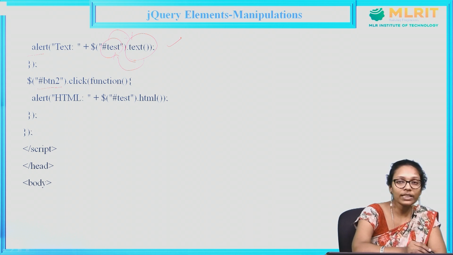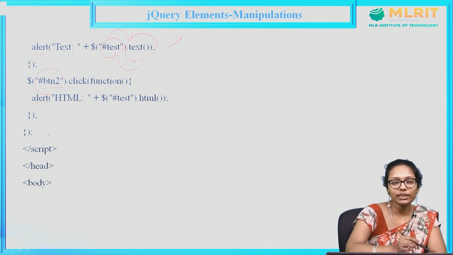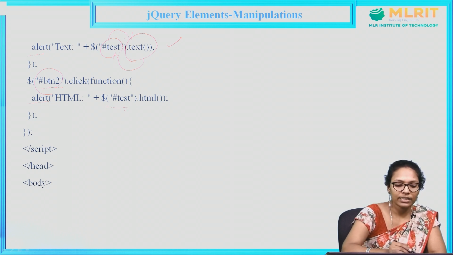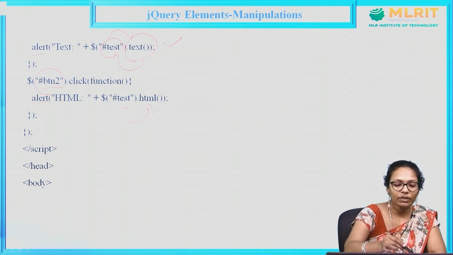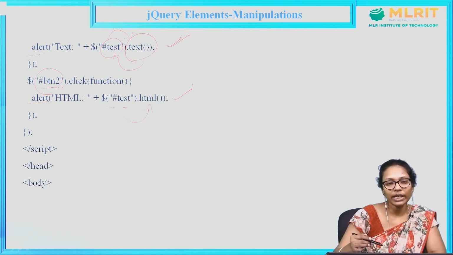I'm writing one more thing here. Whenever you click on the second button with the ID btn2, an alert message will be generated. What is this alert doing? It works on the same element with the ID test, but here it will return the HTML content. The first button will retrieve the text content and the second button will retrieve the HTML content.